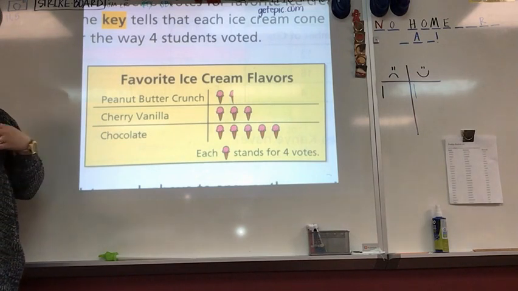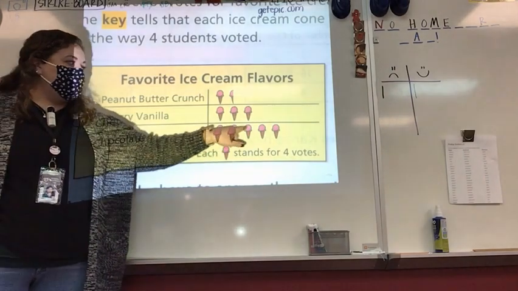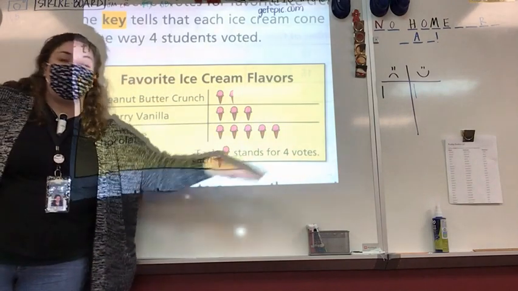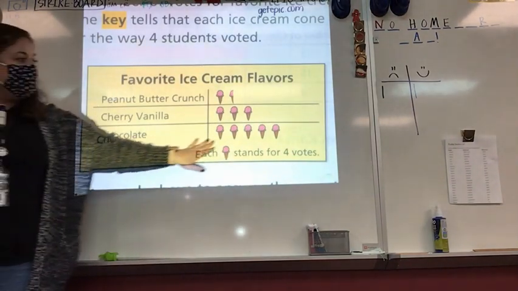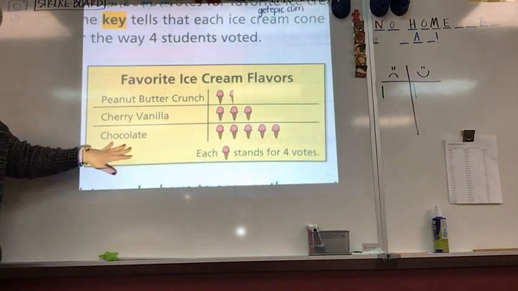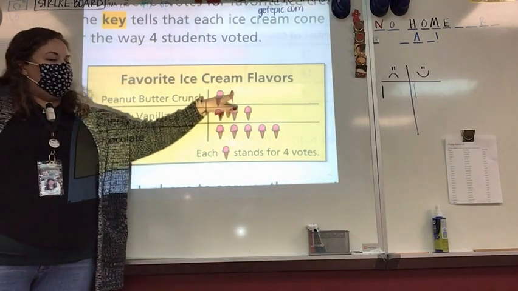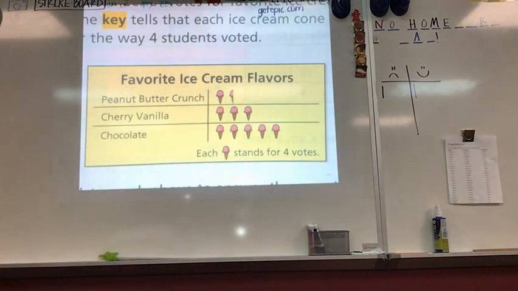If I were to ask you how many people said that their favorite flavor was chocolate, you wouldn't tell me 5. You would tell me 5 times 4, which is 20. So 20 people said that their favorite flavor is chocolate. What about this one here where there's only half of a cone? Who can tell me how we would figure out how much that is?